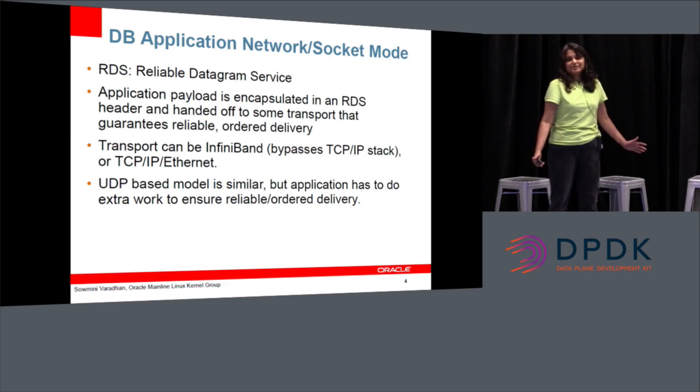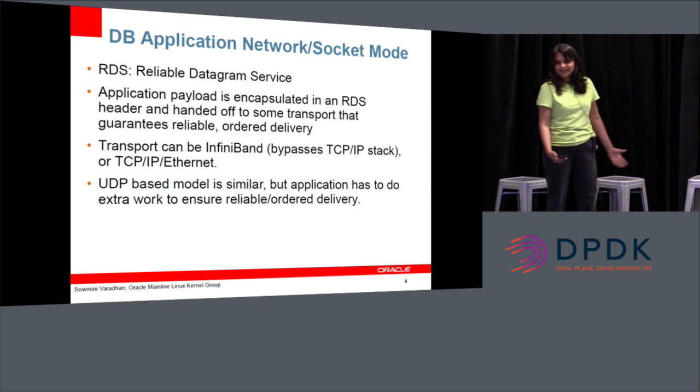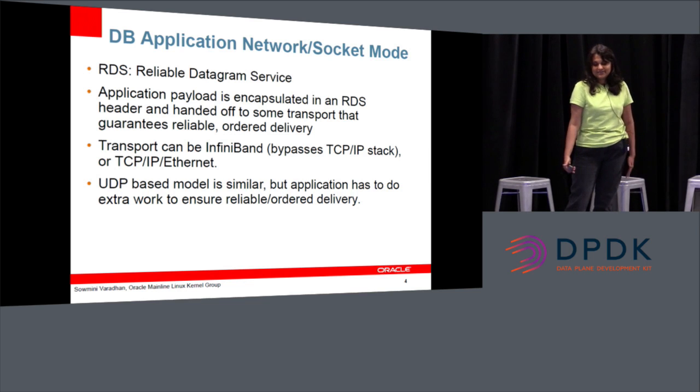So that can be done in multiple ways. One way is to send that message over InfiniBand, in which case we bypass the TCP/IP stack, which is what we do with DPDK also. And the other way to use a reliable transport underneath is to use TCP/IP over Ethernet, right? And that's where DPDK becomes interesting to us.